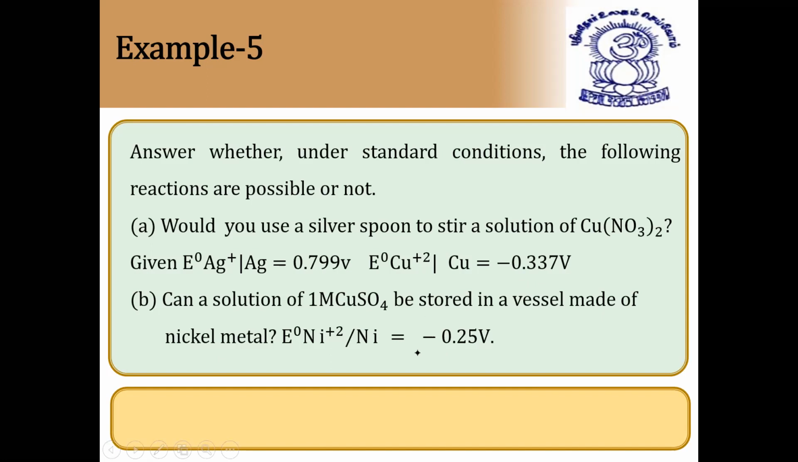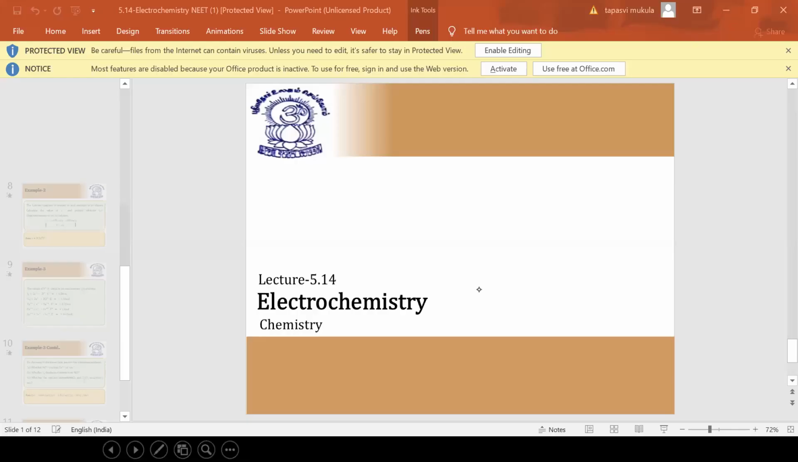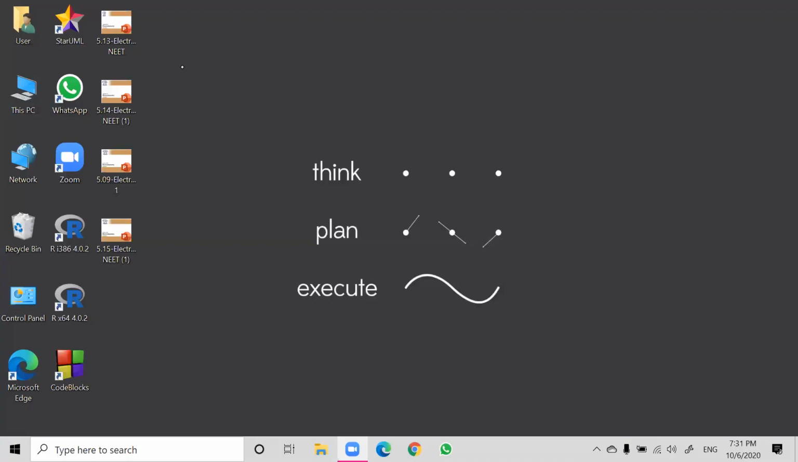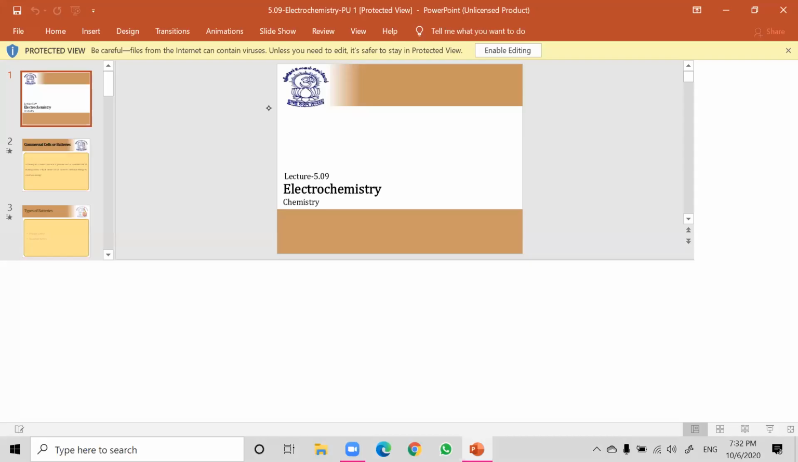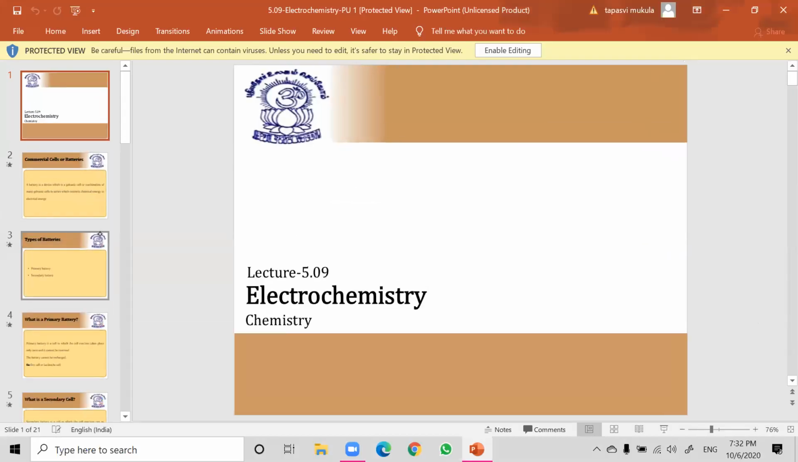Similarly, can a silver spoon stir a solution of copper nitrate? In this case, what happens? They are asking about the silver spoon. Can we use a silver spoon to stir a solution of copper nitrate? Copper reduces silver ions to silver. So I hope this is clear now. So answer for this first one is yes, second one is no. Next topic in this chapter.